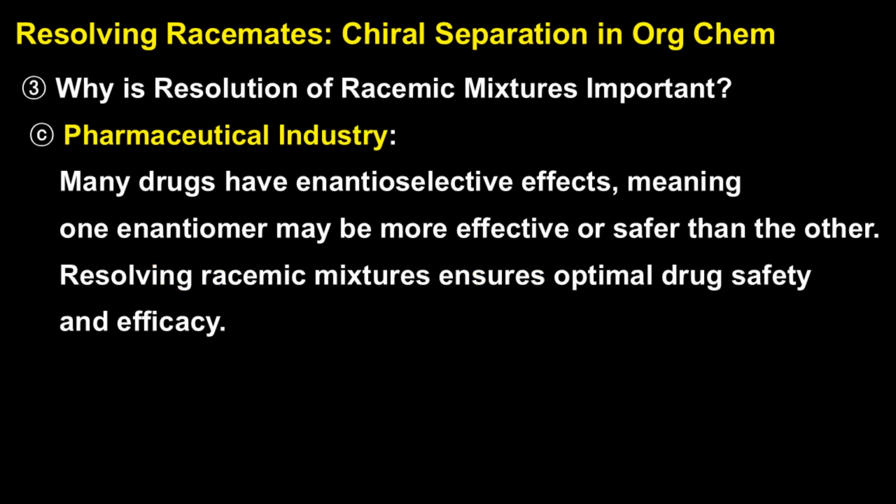This becomes especially important in the pharmaceutical world. A lot of drugs show enantioselective effects, meaning one enantiomer works better or is safer than the other. A famous and tragic example is thalidomide. One enantiomer acted as a sedative, while the other caused severe birth defects. That's why, in modern drug development, scientists put a lot of effort into producing and testing pure enantiomers. It's all about making sure the drug is both safe and effective.